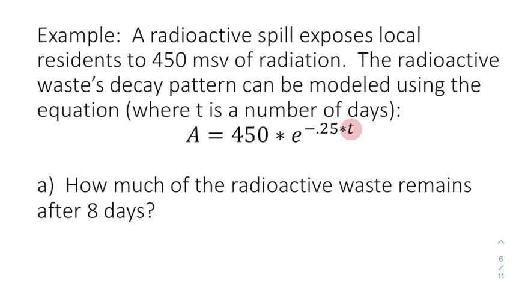So T represents the number of days. E is a number called the natural number. Kind of like how pi is 3.14, e has a designated value. And given the context of this problem, A must represent how much radioactive waste remains after t days.